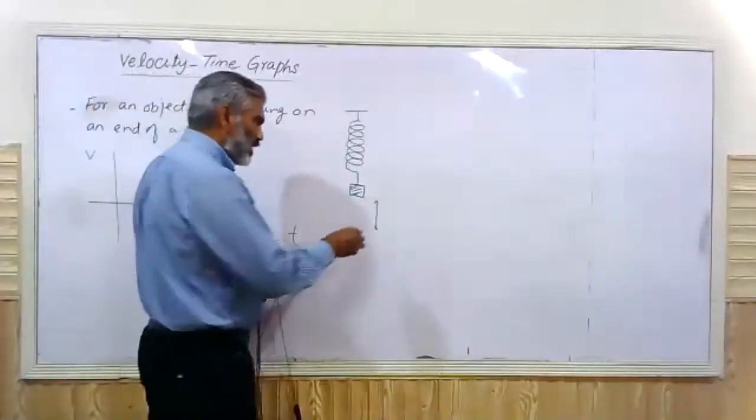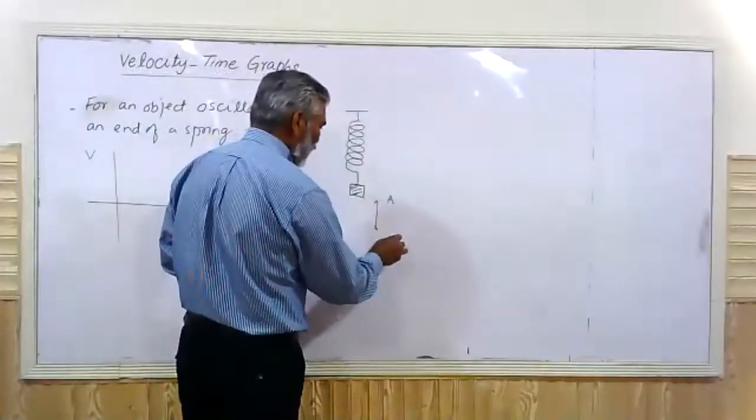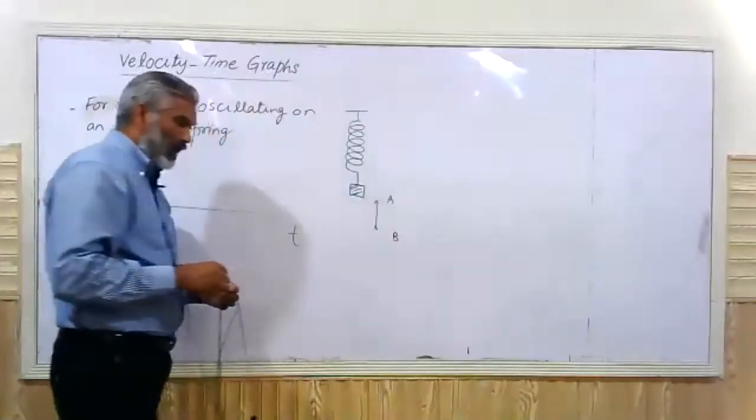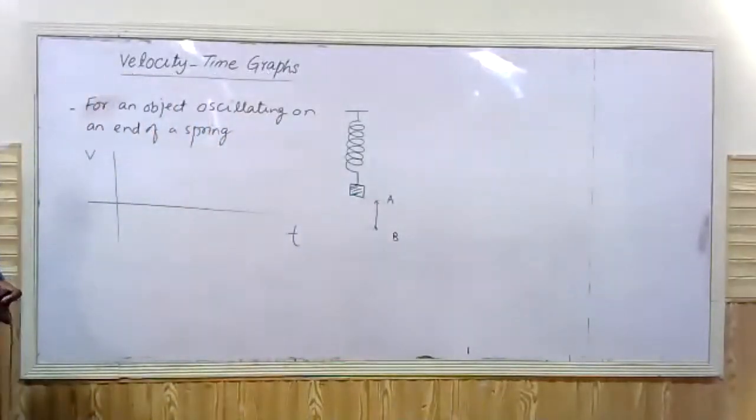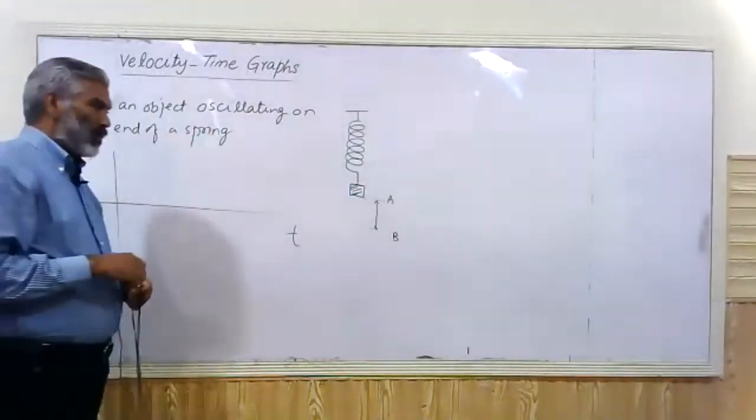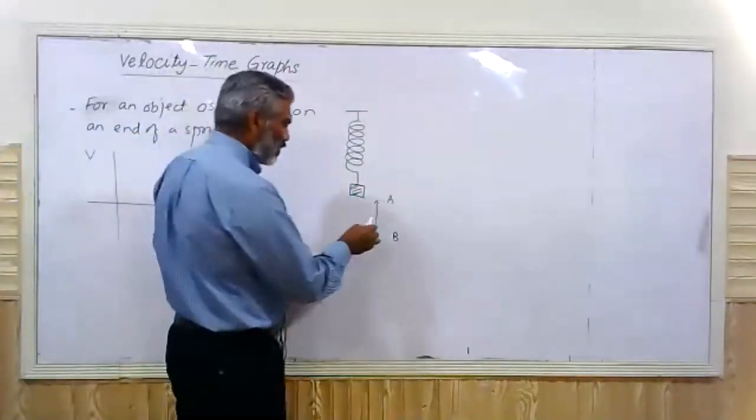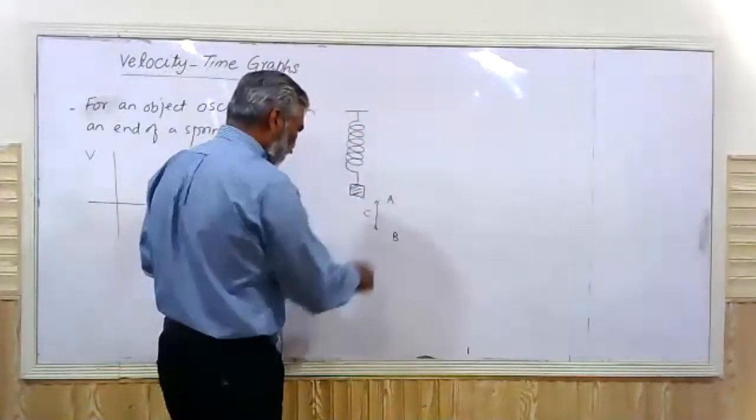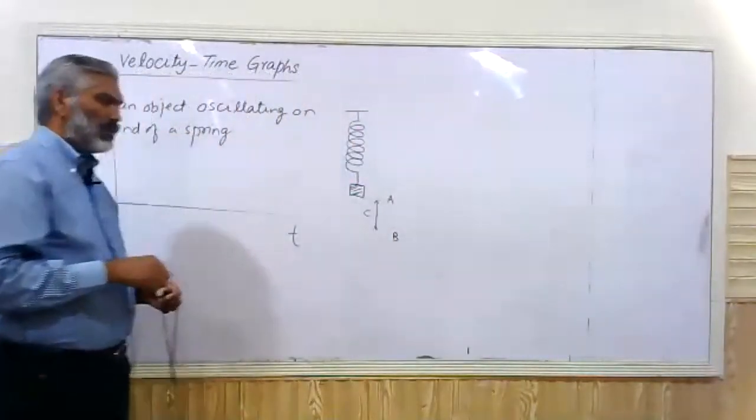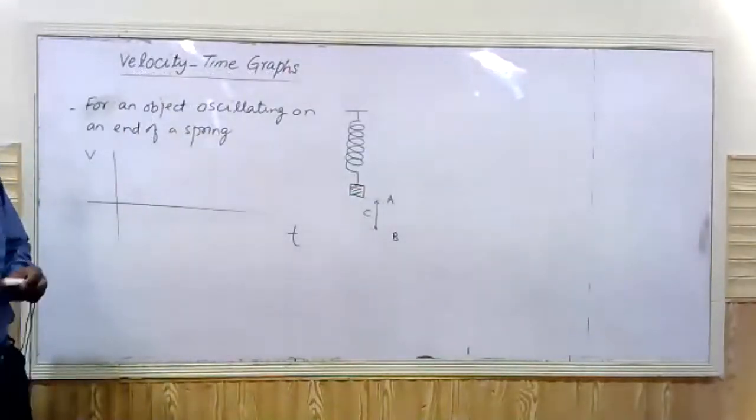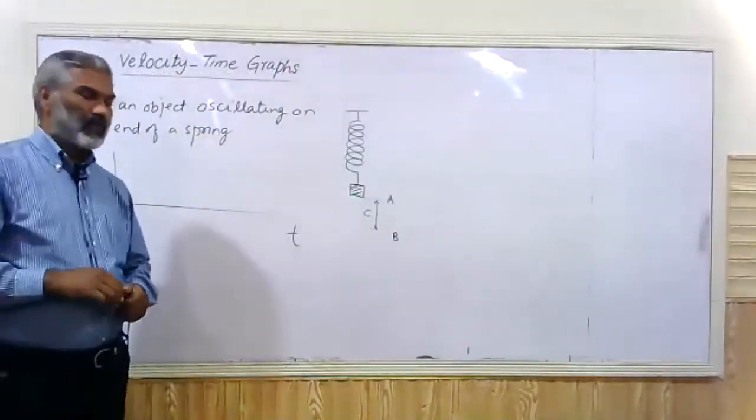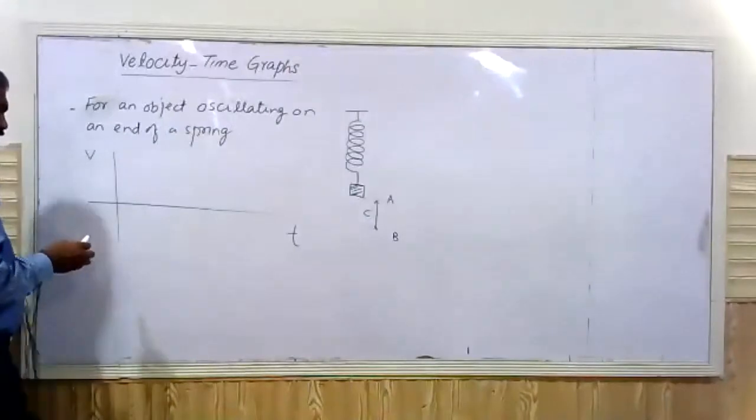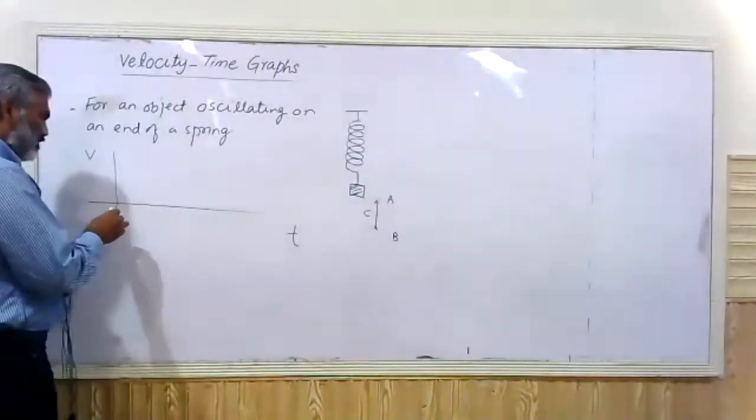We can label these points as A and B. So A and B are those positions where the speed should be 0. However, when the object passes through the center while moving down or up, it is moving with a maximum speed there. So this situation is represented in this manner.